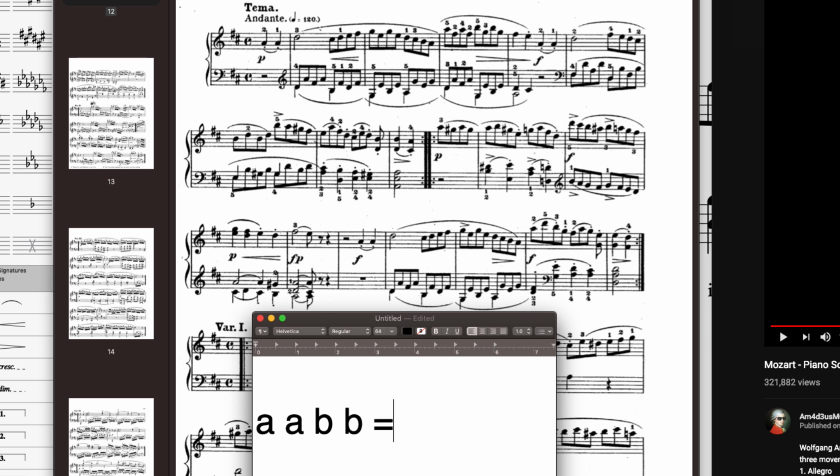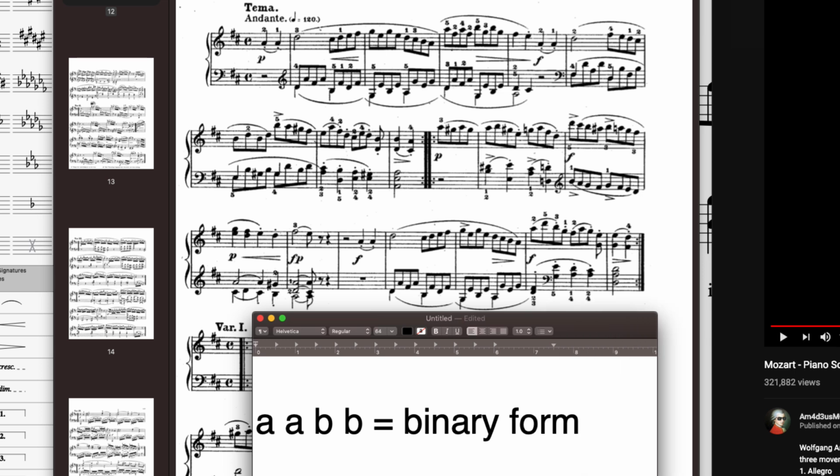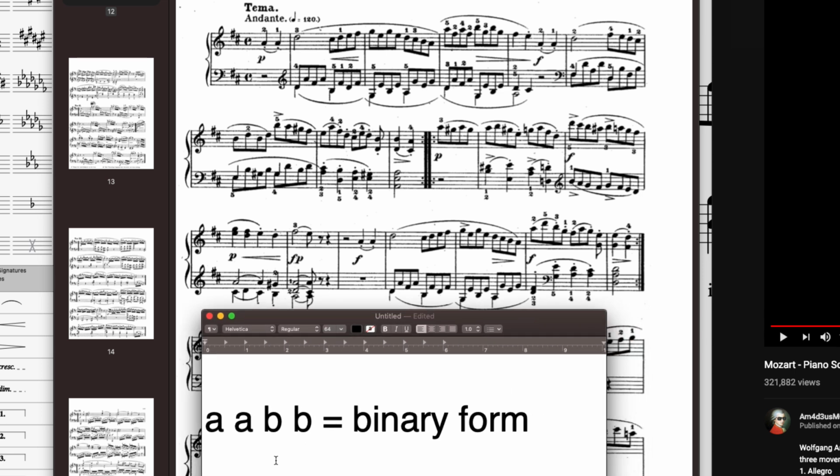Okay, so AABB, right? This is a definition of binary form. So we call this binary form. That means AABB. Now there's another type of form that this also might be, okay? So let's look a little bit closer here. When we look closer, what we see is, look at these two little A's here, this dum bum bum da da da da da. We have that again here, dun dun dun da da da da da. So it's very similar, right?